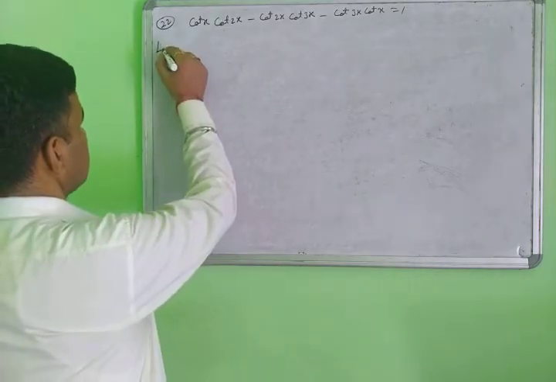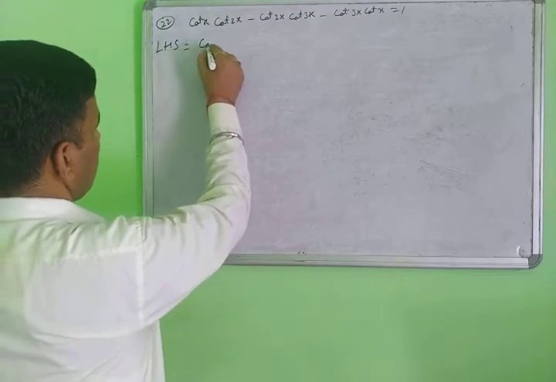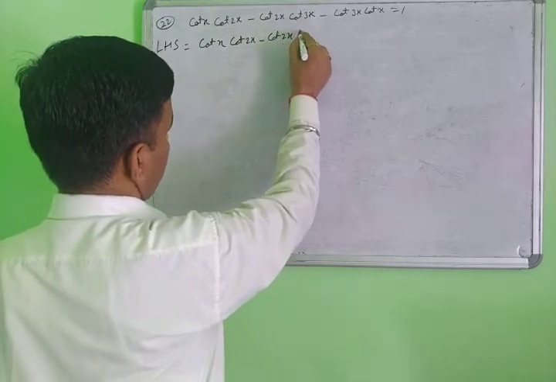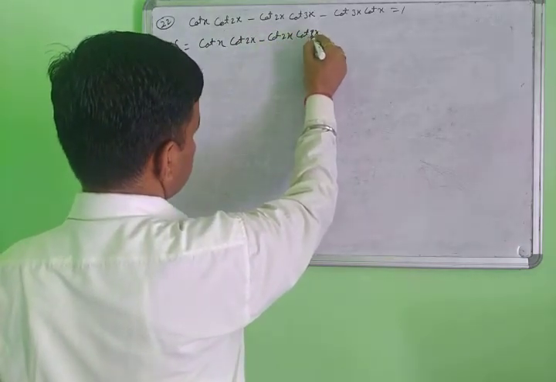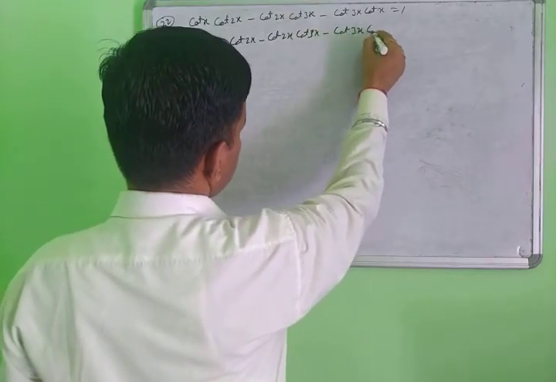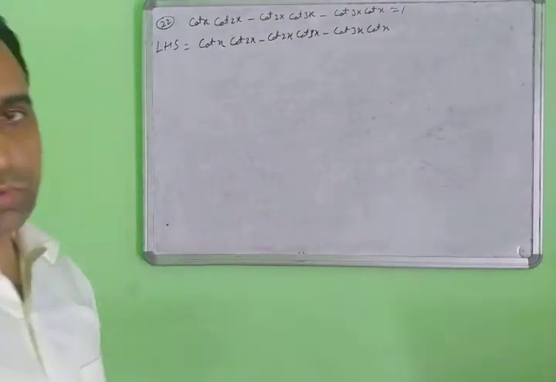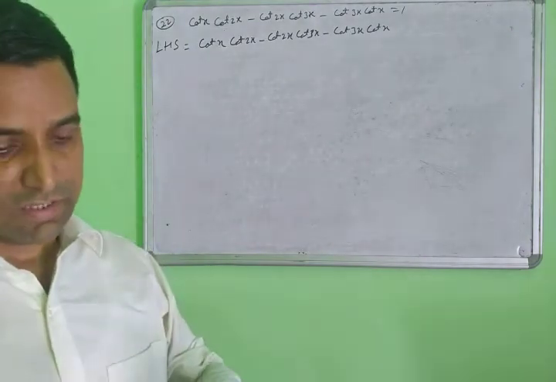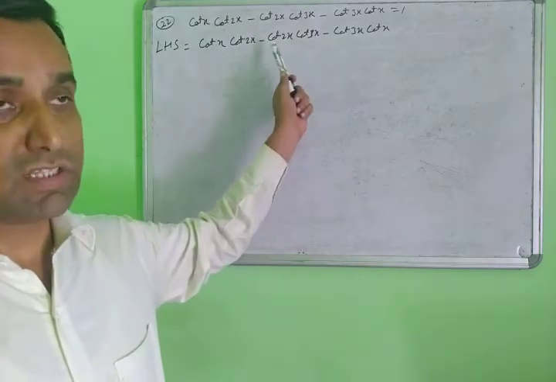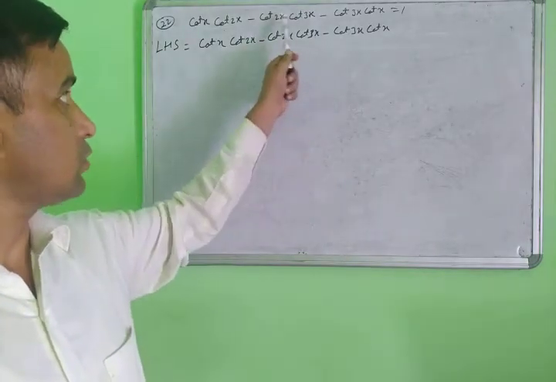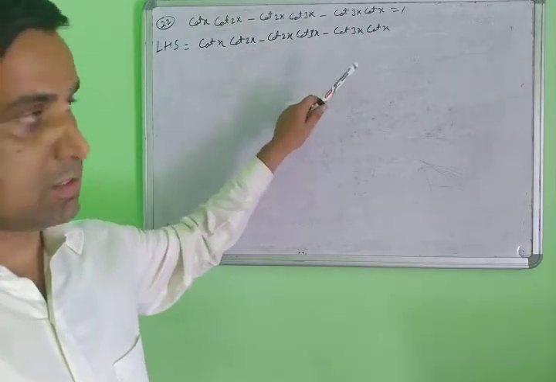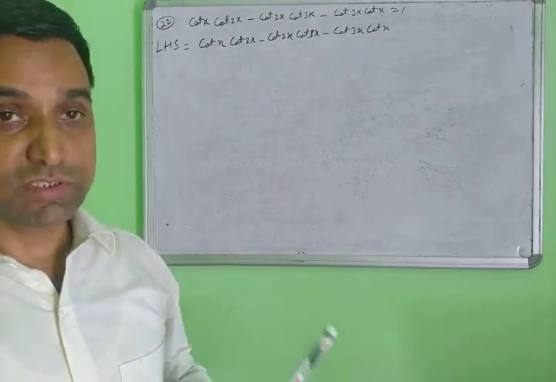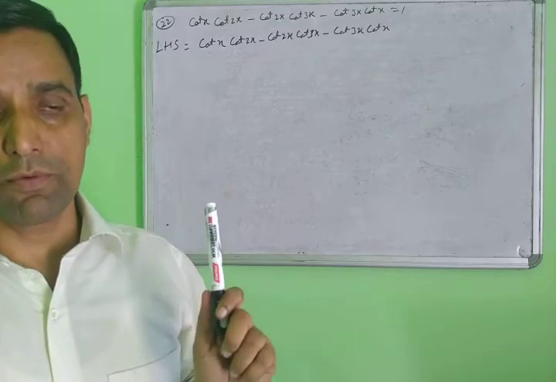First the LHS side: cot x cot 2x, cot 2x cot 3x, and cot 3x cot x. This means in this question every term has cot, not tan, not sin, not sec, not cosec. That means this question involves the formula of cot, because you are not changing to any other trigonometric ratios. Every ratio is cot.